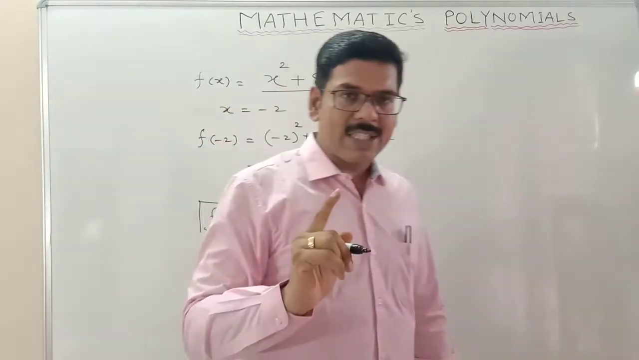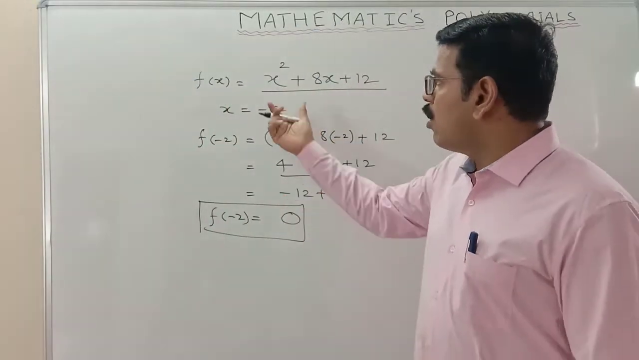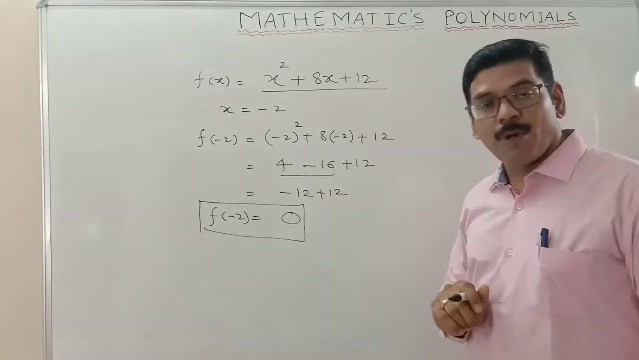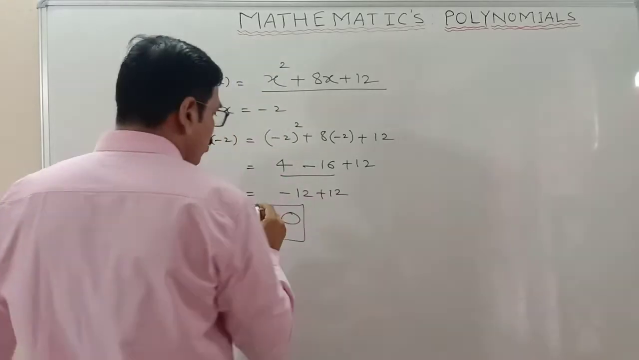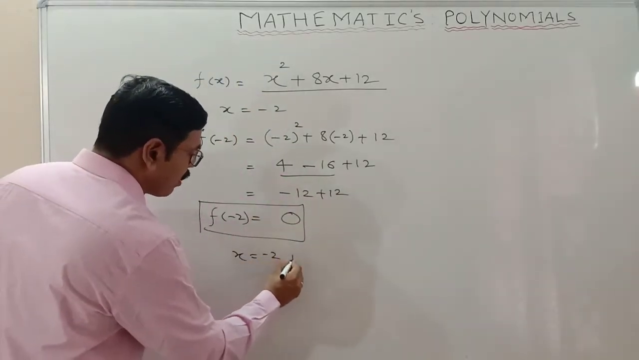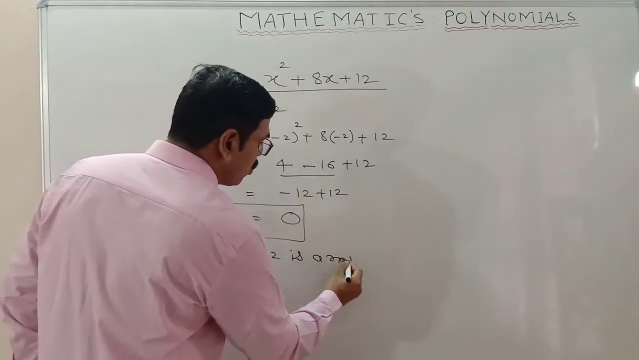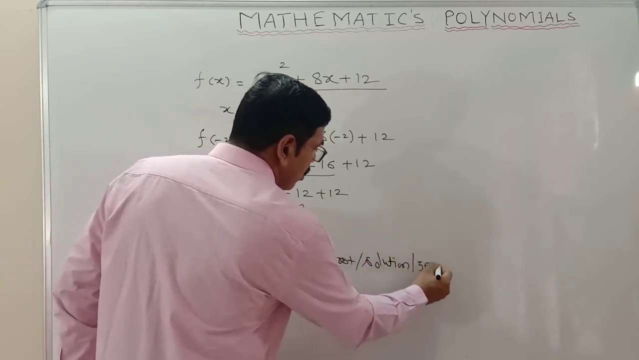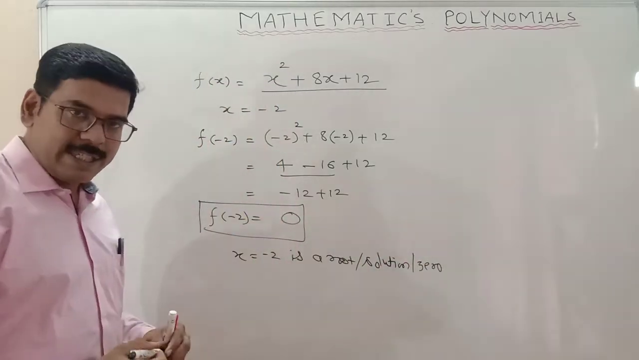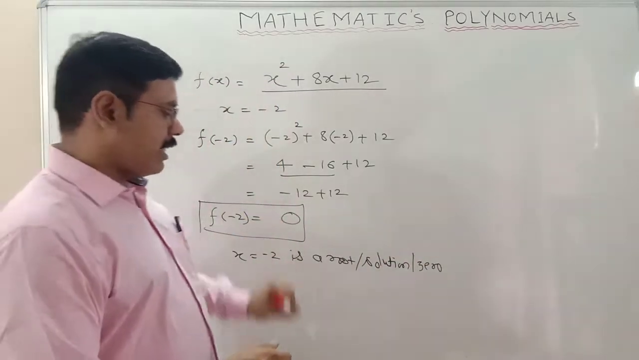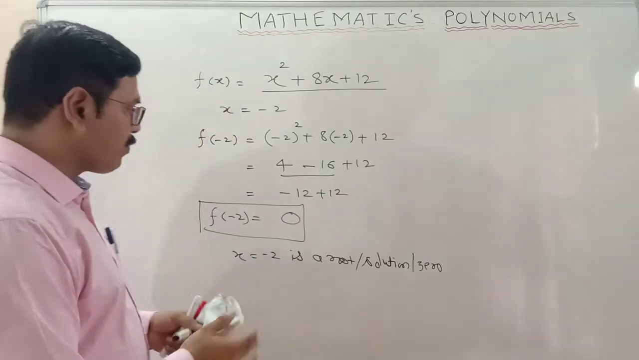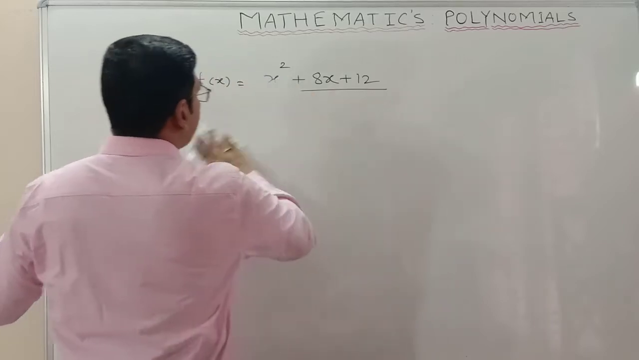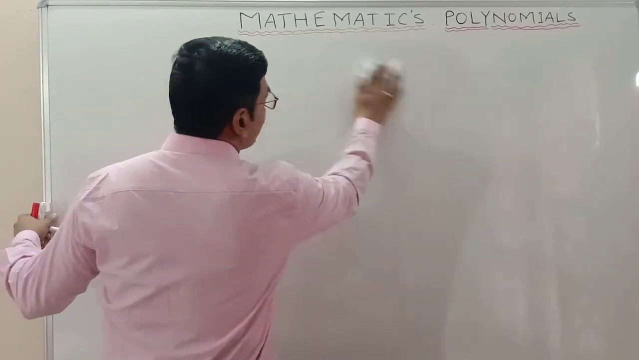The value of x for which the value of polynomial becomes 0 is called the solution of the particular polynomial. Means here x is equal to minus 2 is a root or solution or zero of the polynomial. Is it clear? That is quite simple. That concept we have seen already. Then after we have seen the geometrical interpretation of polynomial as well as the meaning of solutions.